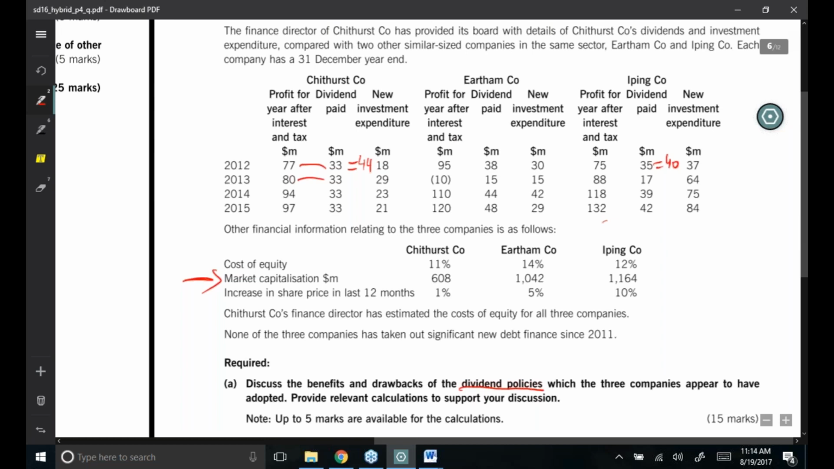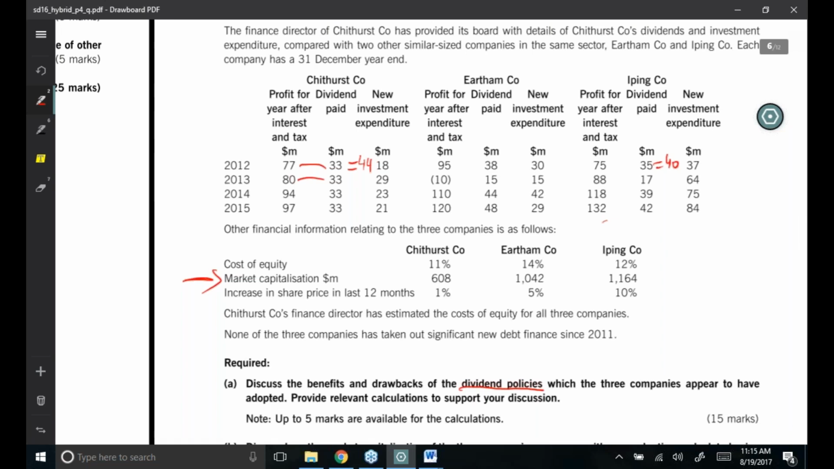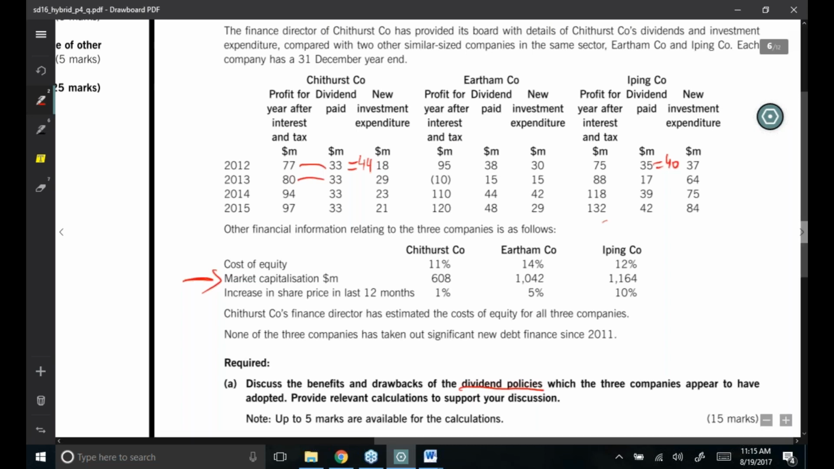Only distribute after investing in the relevant projects. So this company, after investing into the capex, is distributing all the dividends. This company is following the best policy, as it is distributing almost all of the cash flows as dividend after the investment expenditure.